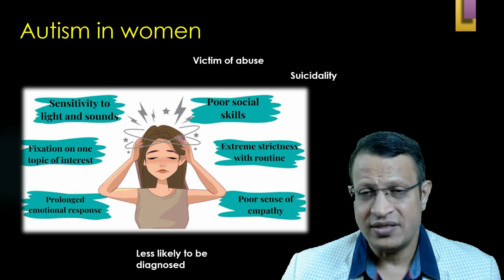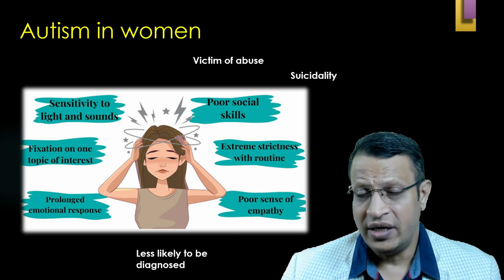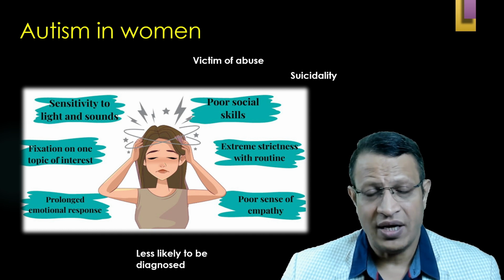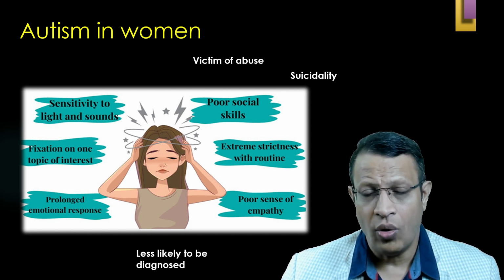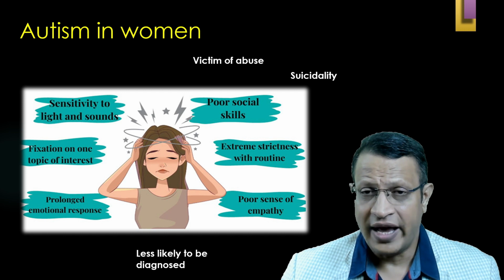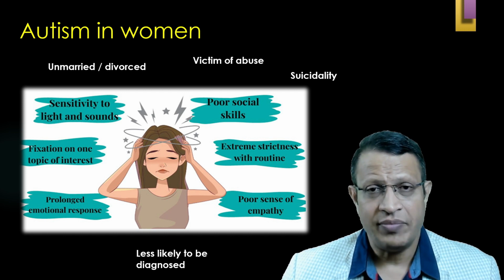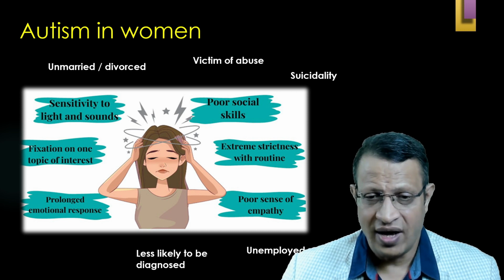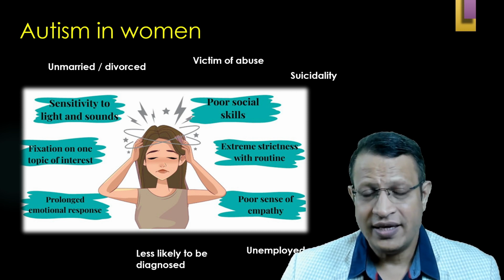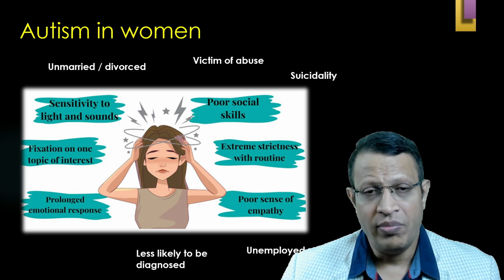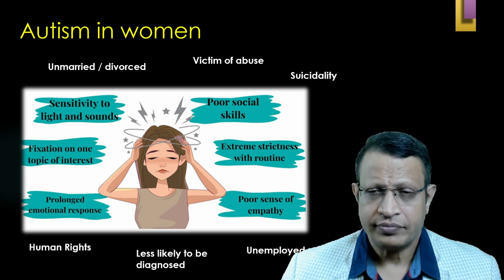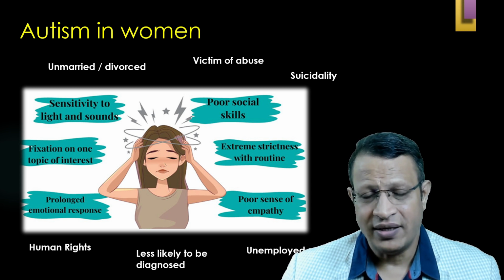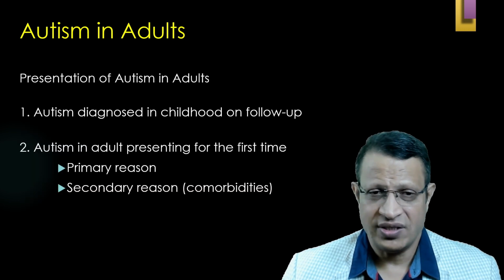The reason is that parents do not consider that they need to be taken to the hospital, and most of the time they are silent, so they invariably go undetected with regard to the diagnosis of autism. Many a time they remain unmarried, and if they are married, they get divorced very fast. Unemployment is a big challenge for women with autism. And the human rights of most of them are violated, especially women with autism.